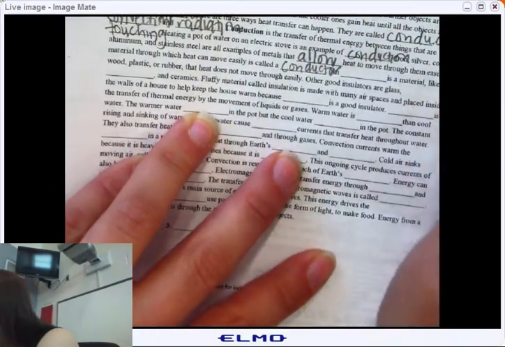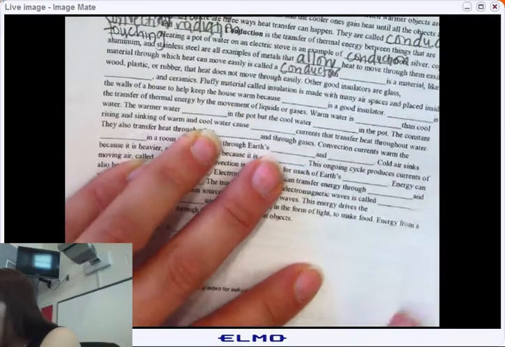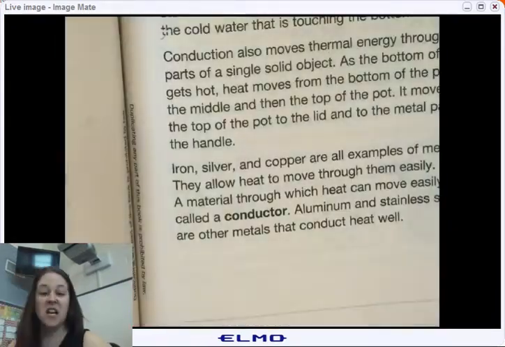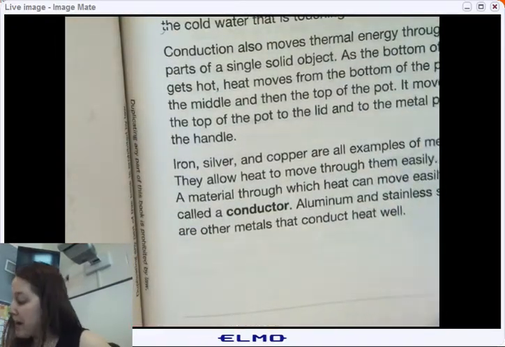And blank is a material like wood, plastic, rubber. Heat does not move through easily. We have not gotten to that. We are now going on to page 48 if you would like to continue to follow along.